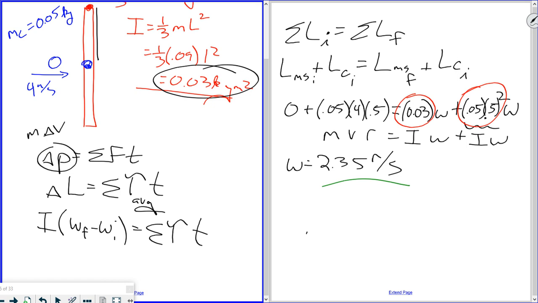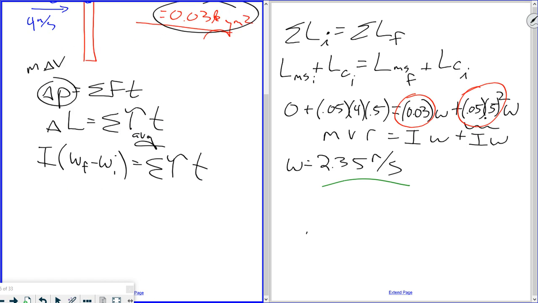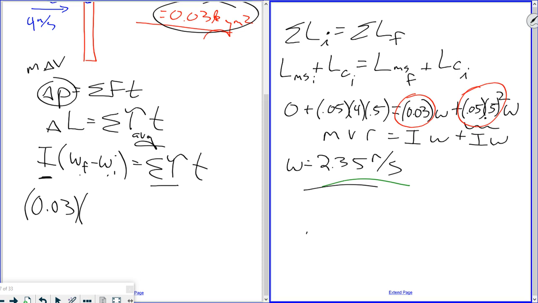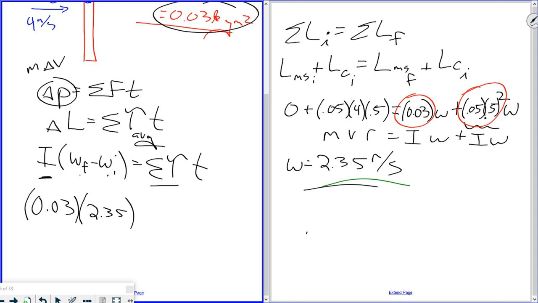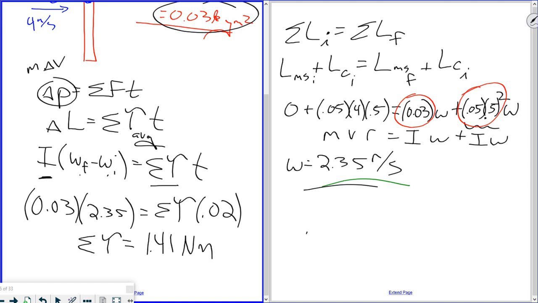Oh, well, this is not bad. So let's see. So I for the meter stick, right? We're trying to find the net torque on the meter stick, so we want to use the rotational inertia of the meter stick. So that was 0.03. Immediately before the collision, our angular velocity is 0, and immediately after the collision, the angular velocity is 2.35. So we're looking at 0.03 times 2.35 equals the net torque times that 0.02 seconds. So if you solve that, the net torque that the clay provides to the meter stick is 1.41 Newton meters.